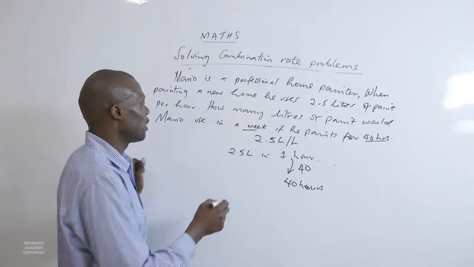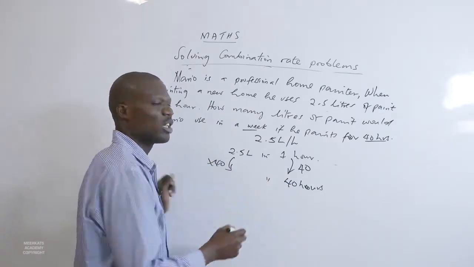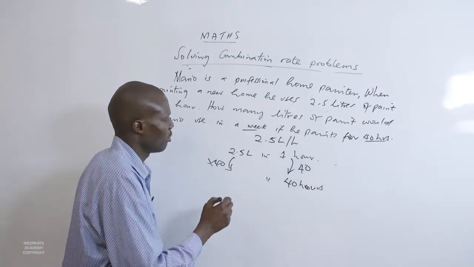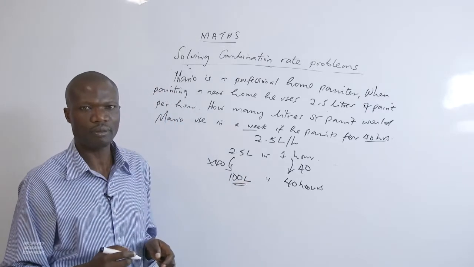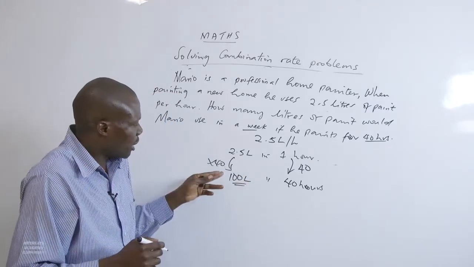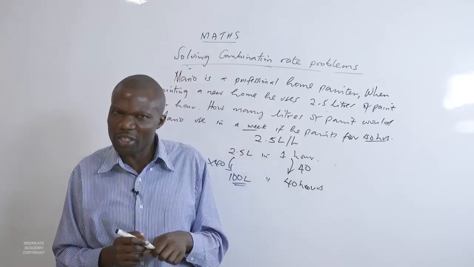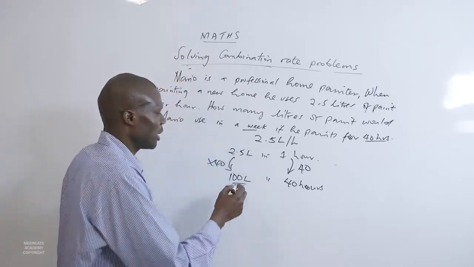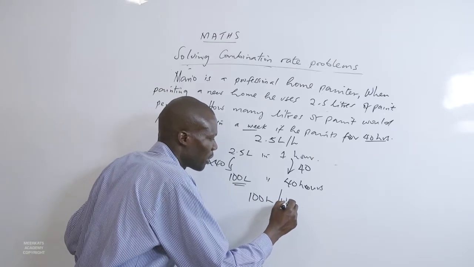right? Then 2.5 multiplied by 40 will give us what? That one will give us a total of 100 liters. So it is 100 liters in 40 hours. But what is this 40 hours? That is 1 week. So we can change and now say it is 100 liters per week.